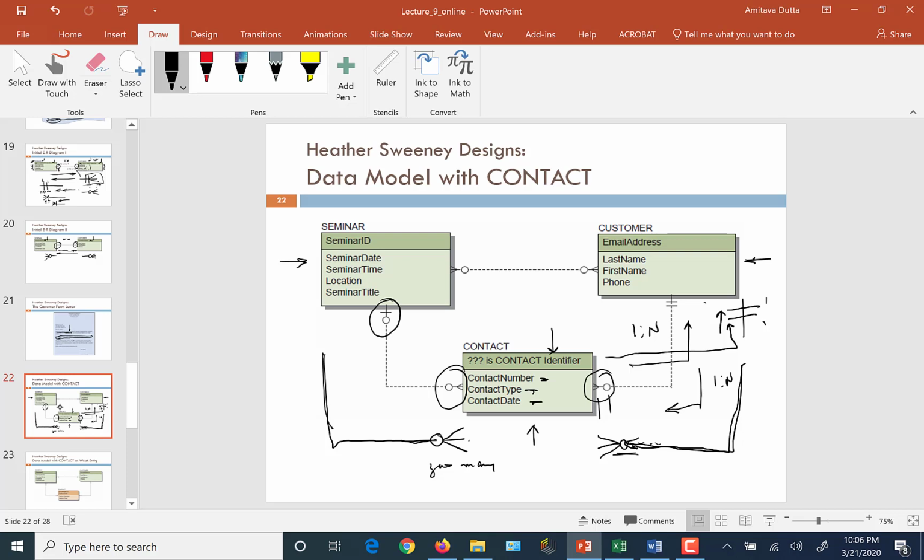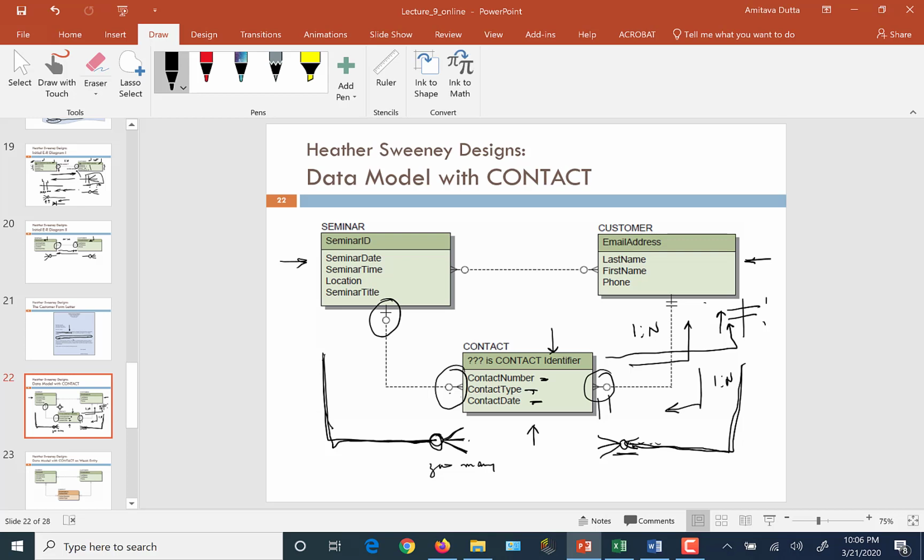I think that makes sense, that a seminar might not generate any contact, but may also generate many contacts. That's why you have the circle and the crow's feet. The crow's feet, remember, is a corrupted form of the letter M. So one seminar generates at least zero and at most many contacts.